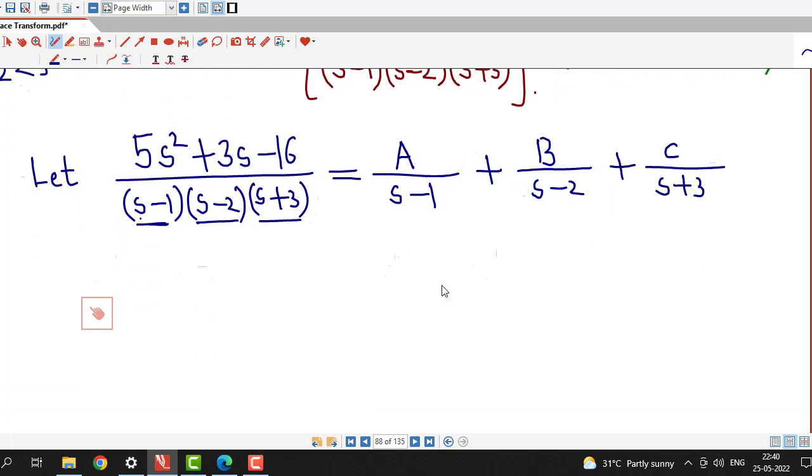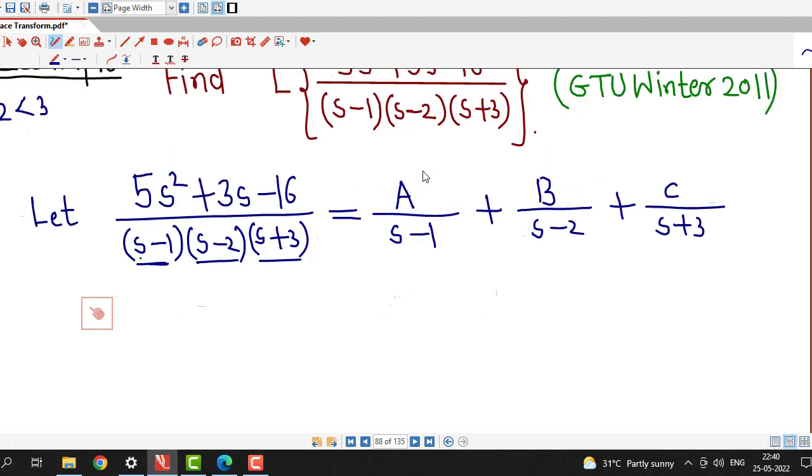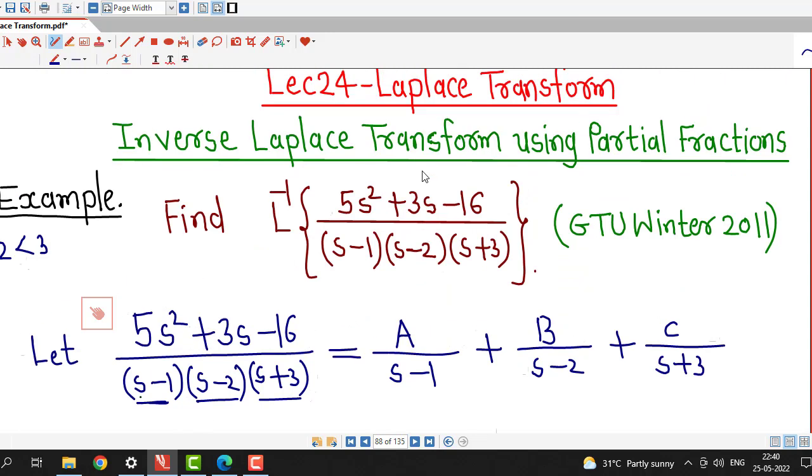Now all we have to do is find the values of these constants a, b, c, and after finding the values of these constants we can see all these three functions are in the form 1 over s minus a, and we know that the inverse Laplace transform of this function is e raised to at. So we can use that formula.